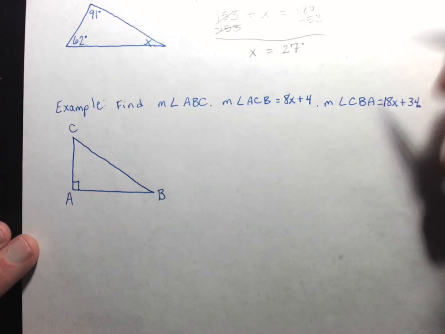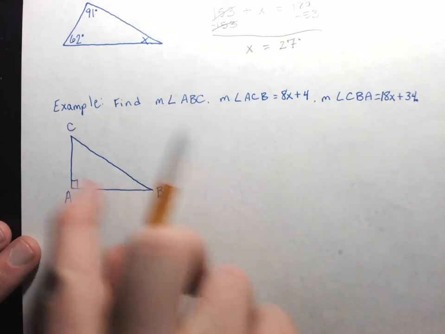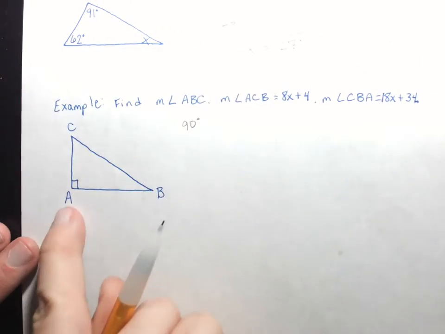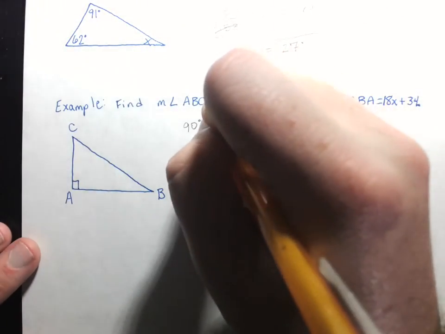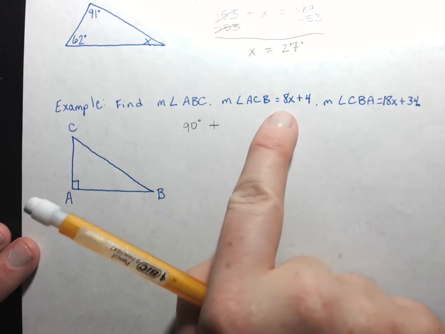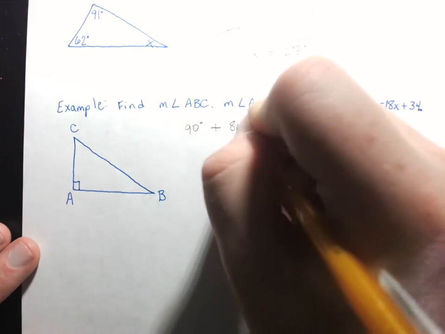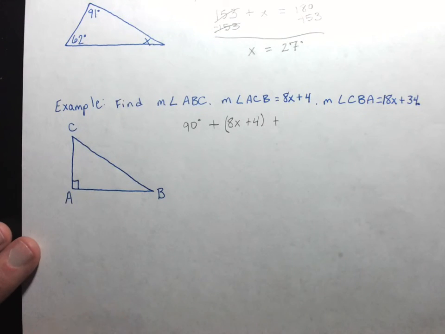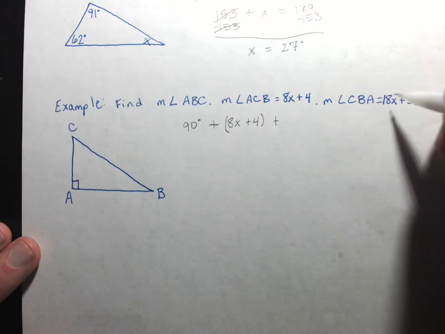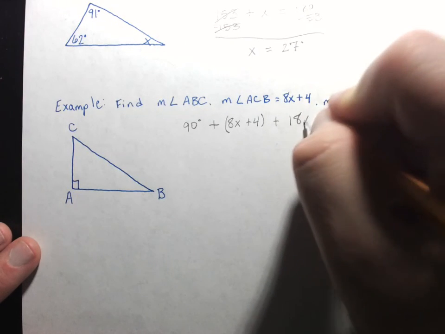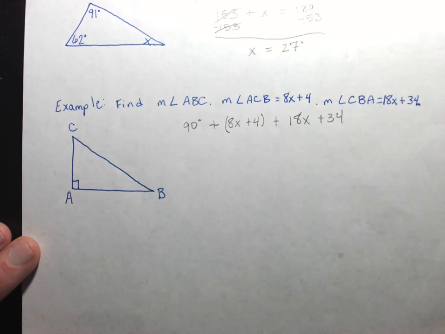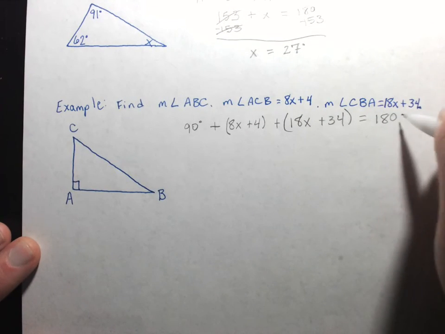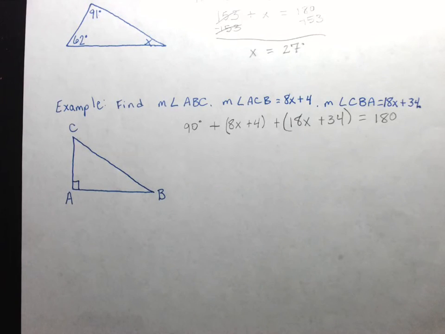So let's see. If we add our three angles together, again, it's a triangle, so they would equal 180 degrees. So I'm going to start with 90 degrees because angle A is 90 degrees. Then I'm going to find angle C, which is this one, 8x plus 4. Again, I put it in parentheses because it's one angle. It's a group together there. Then I'm going to add angle B, which is this one, 18x plus 34. And from there, I will say that that equals 180 degrees. Again, those three angles added together equals 180.